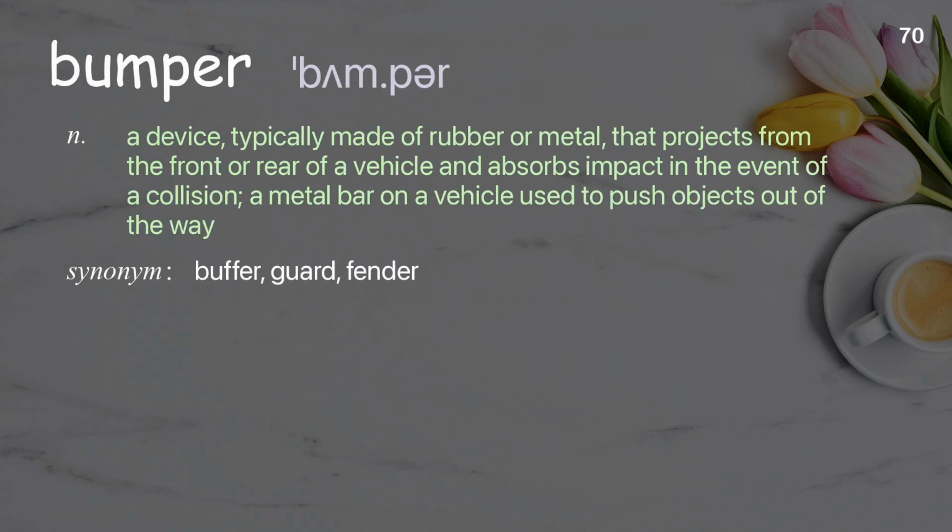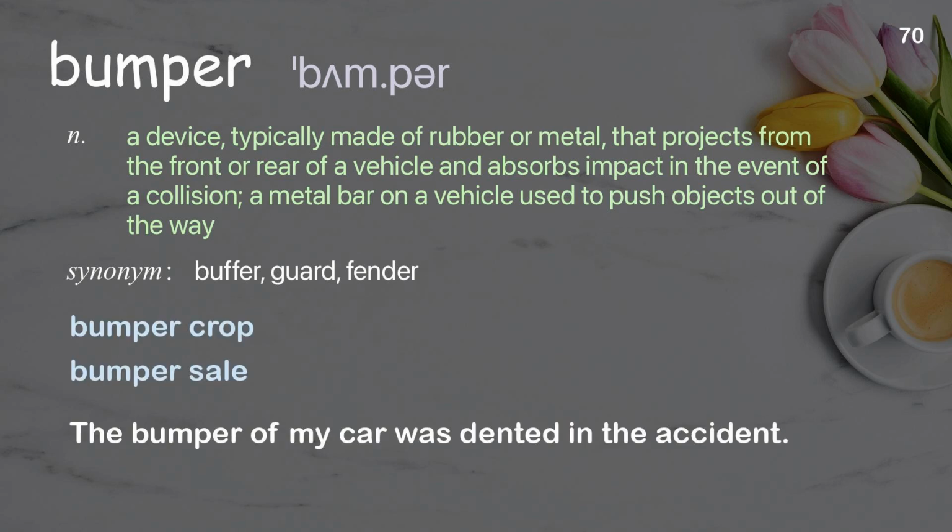Bumper. A device, typically made of rubber or metal, that projects from the front or rear of a vehicle and absorbs impact in the event of a collision. A metal bar on a vehicle used to push objects out of the way. Examples: Bumper crop. Bumper sale. The bumper of my car was dented in the accident.